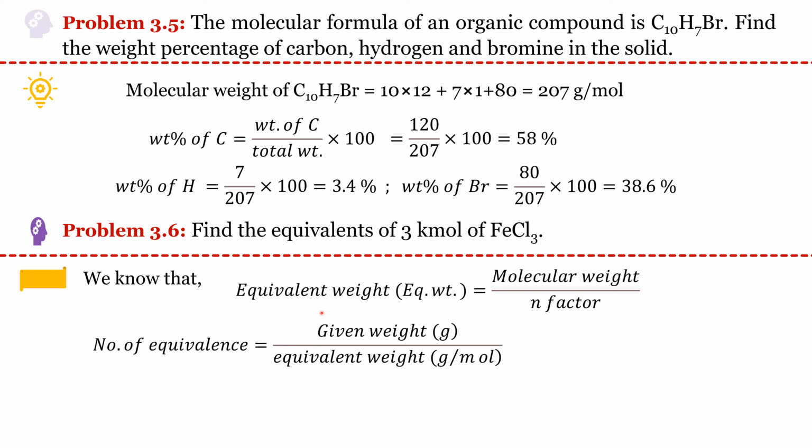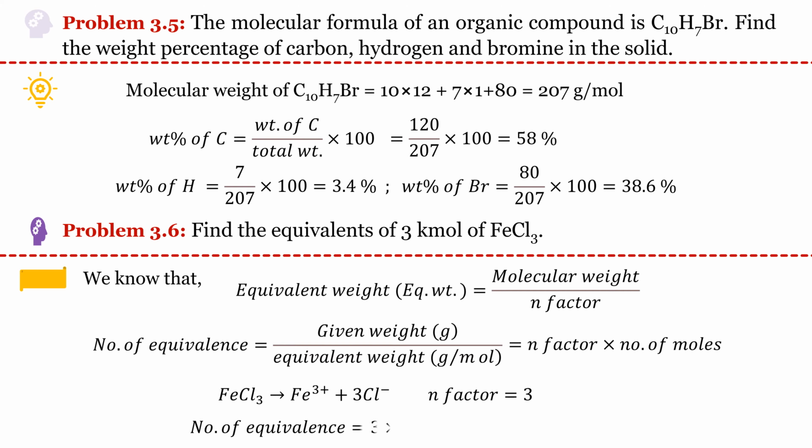we can combine the given weight divided by molecular weight, which equals the number of moles, so it can be written as the number of moles times N factor. Basically the number of moles is given, so we need to find the N factor of FeCl3. We can decompose FeCl3 to Fe3+ plus 3Cl-, so the N factor will be equal to 3. So the number of equivalents equals number of moles times N factor, and it will become equal to 9 kg equivalents.